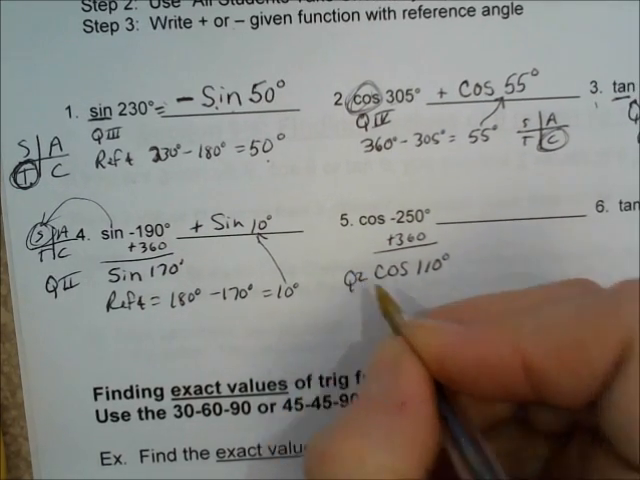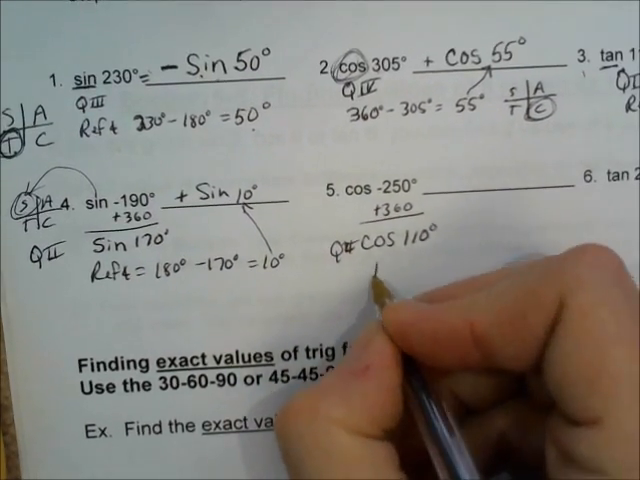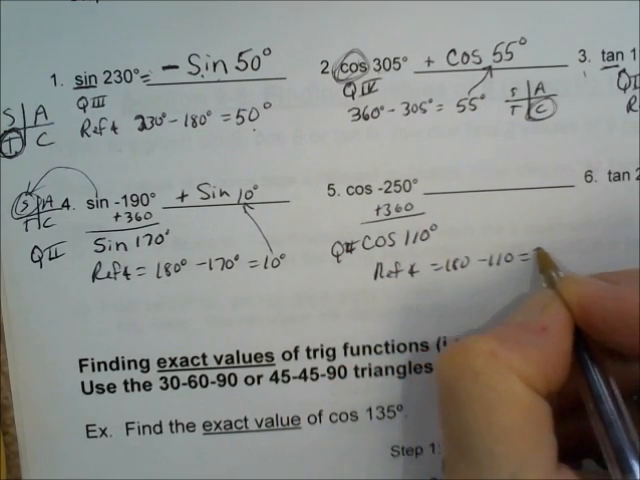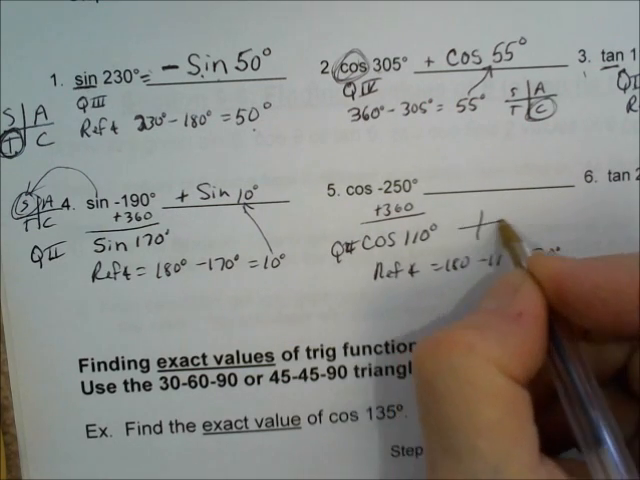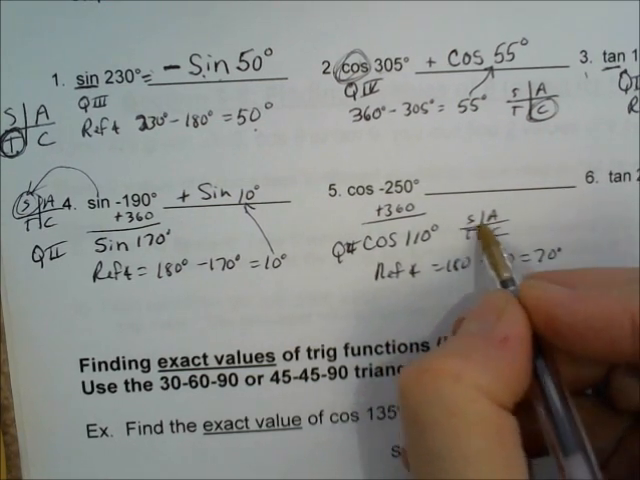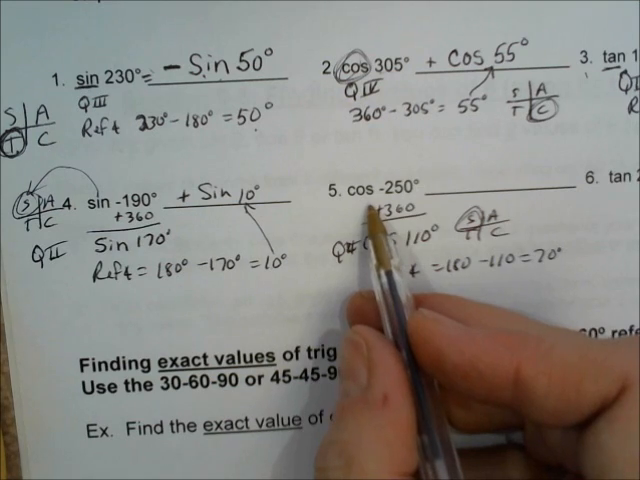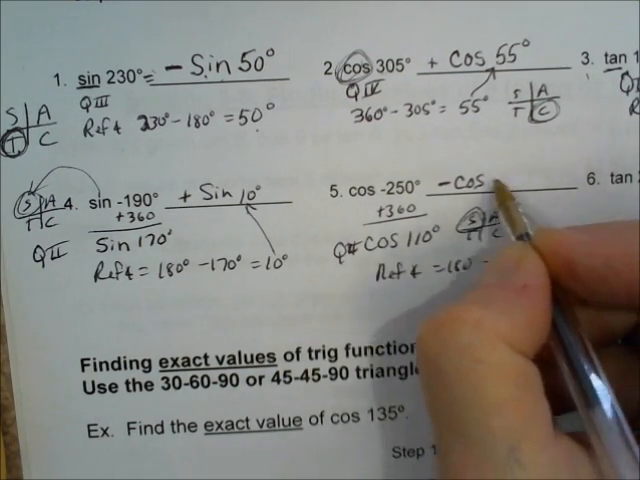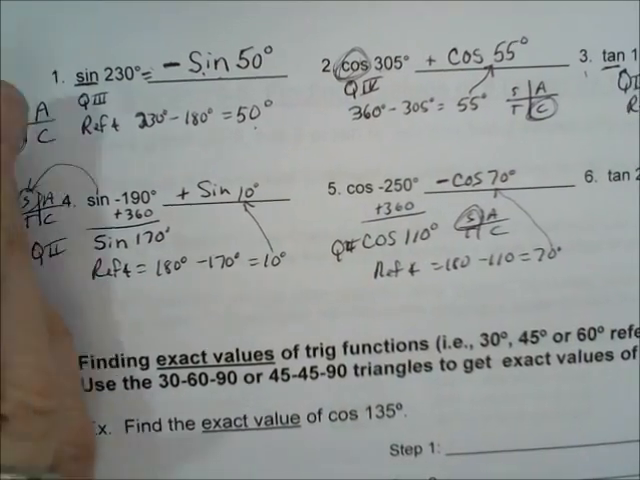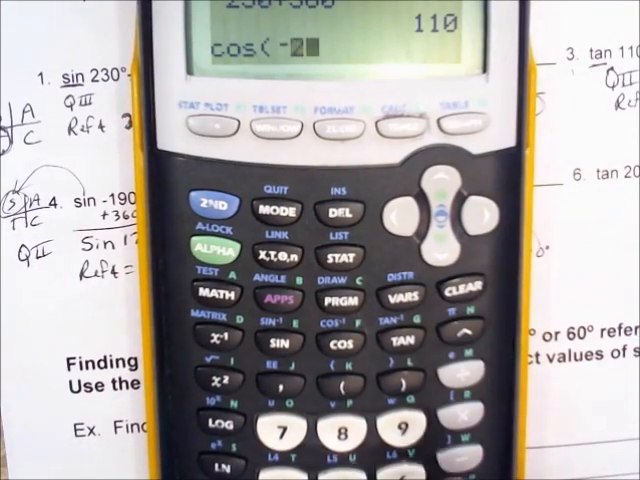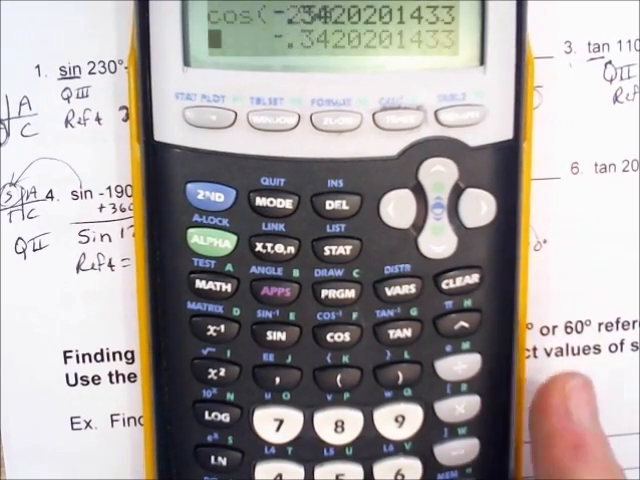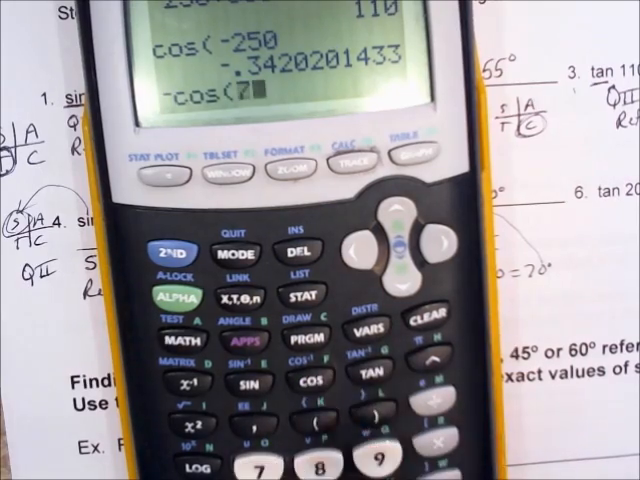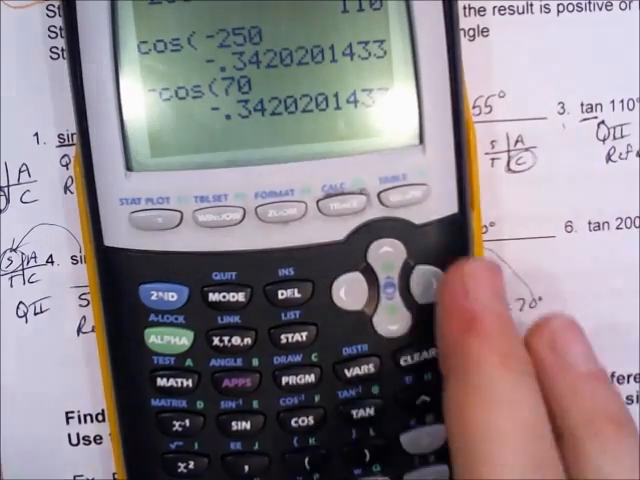Well, that's in quadrant 2. The reference angle is 180 minus 110, which is 70. And all students take chemistry tells us in quadrant 2 the cosine is going to be negative. So we have a negative cos, and the reference angle was 70 degrees. So we're going to check to see that the cosine of negative 250, which is that number, is actually equal to the negative cosine of 70, which is exactly the same.